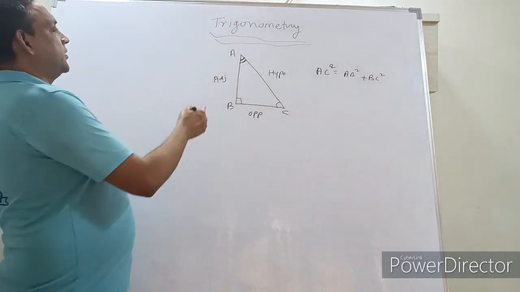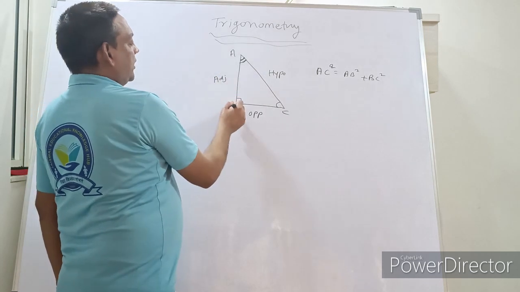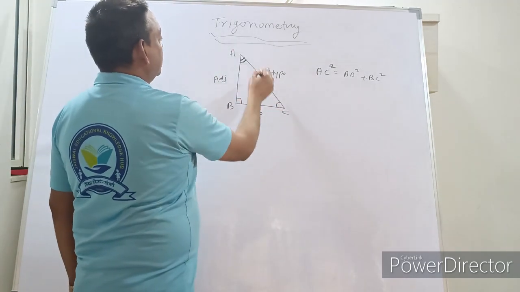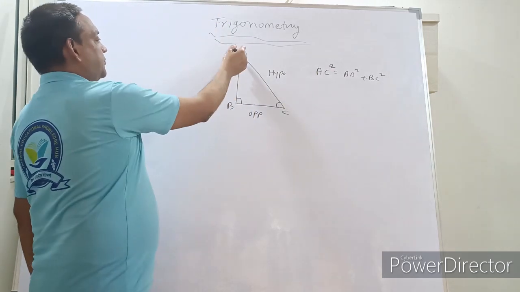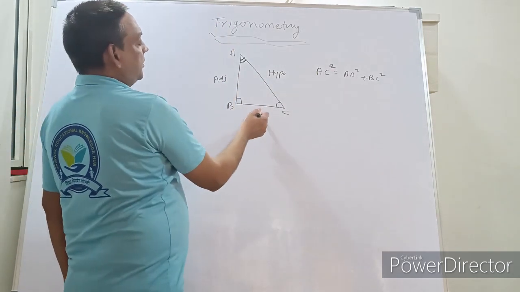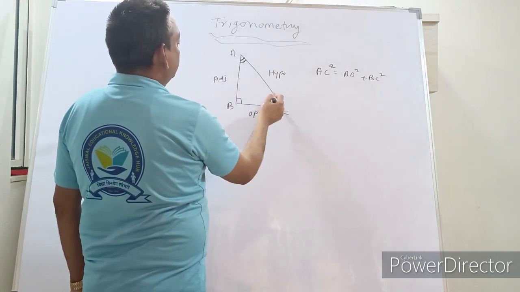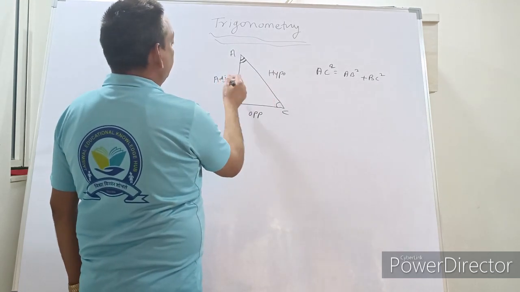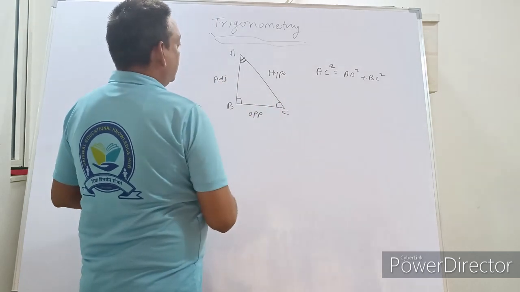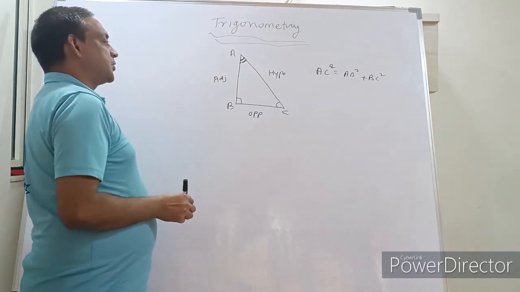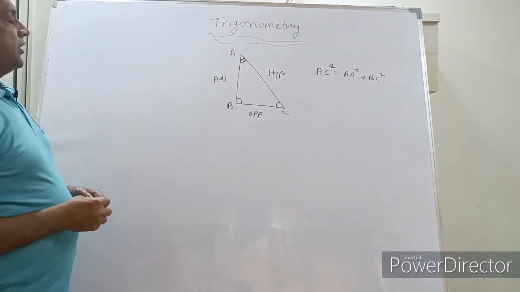Then this is angle A, this is angle B, this is angle C, this is side AB, this is side BC, this is side AC. With respect to angle A, this is the opposite side, this is the adjacent, this is the hypotenuse. With respect to the angle C, this will be the opposite, this is the adjacent, and this will be the hypotenuse.